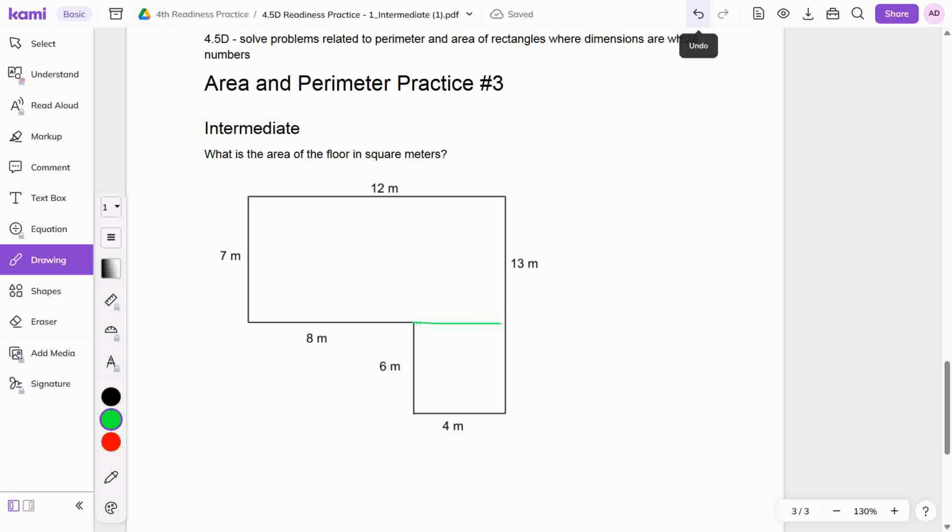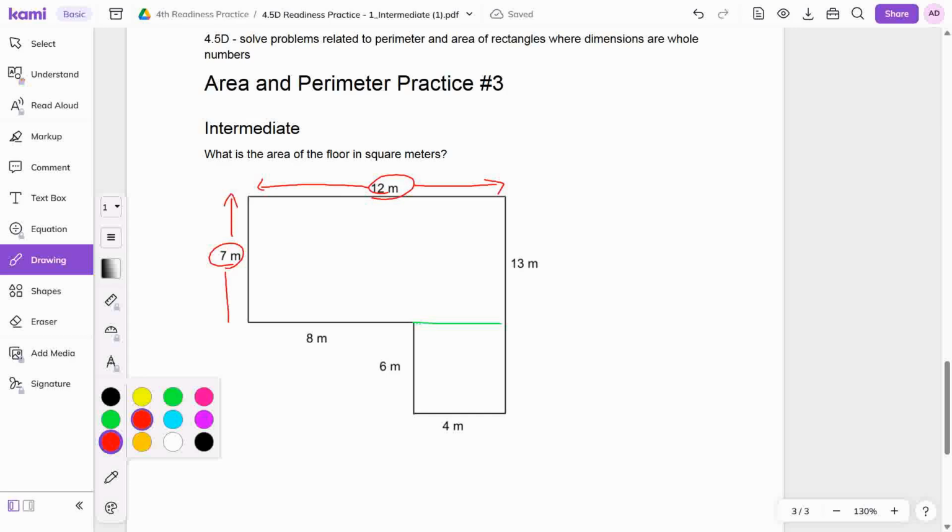So if I'm dealing with the area of this top one, I need length times width. And look, I've got this 12 that goes from side to side, and I've got the 7 that goes up and down. Okay, you don't really need that 8 unless you're doing it the other way. So this is going to be 12 meters times 7 meters. So that equals 84 square meters.